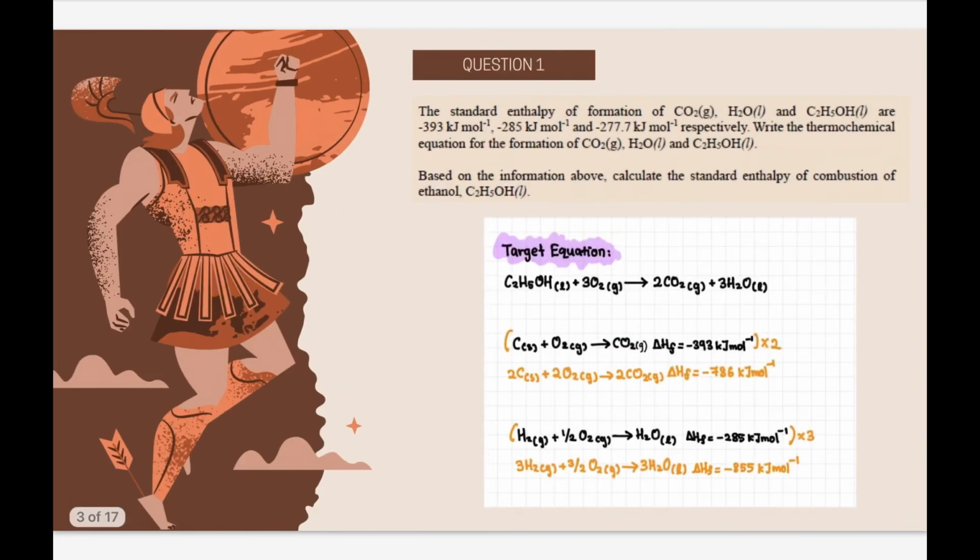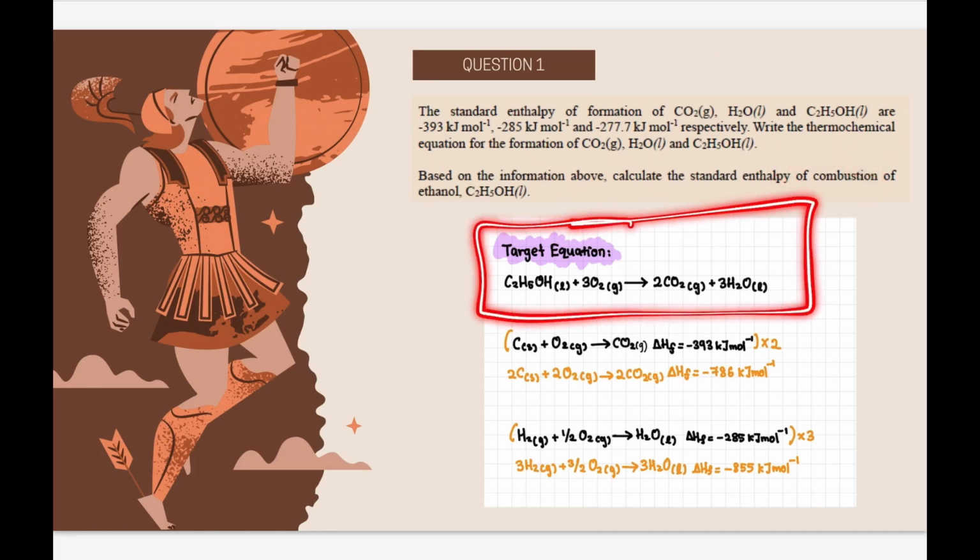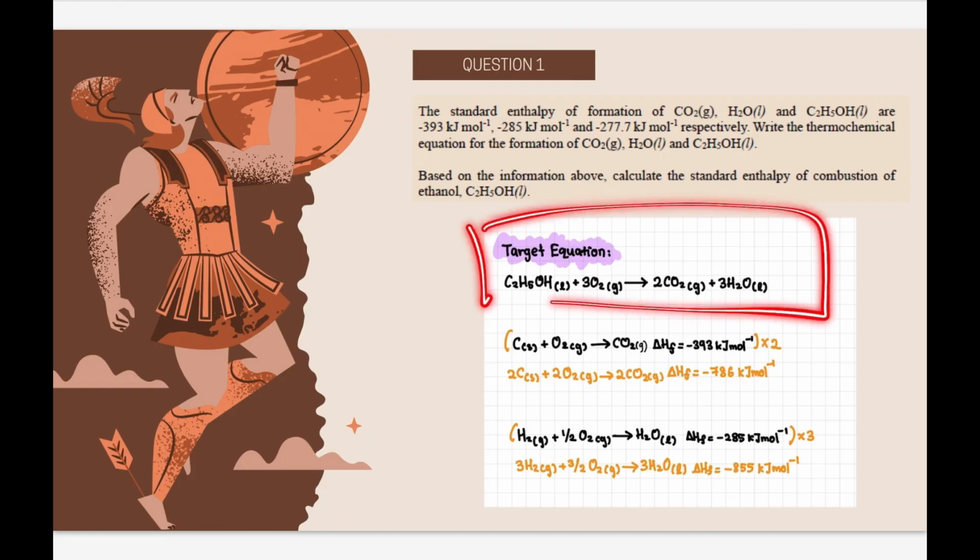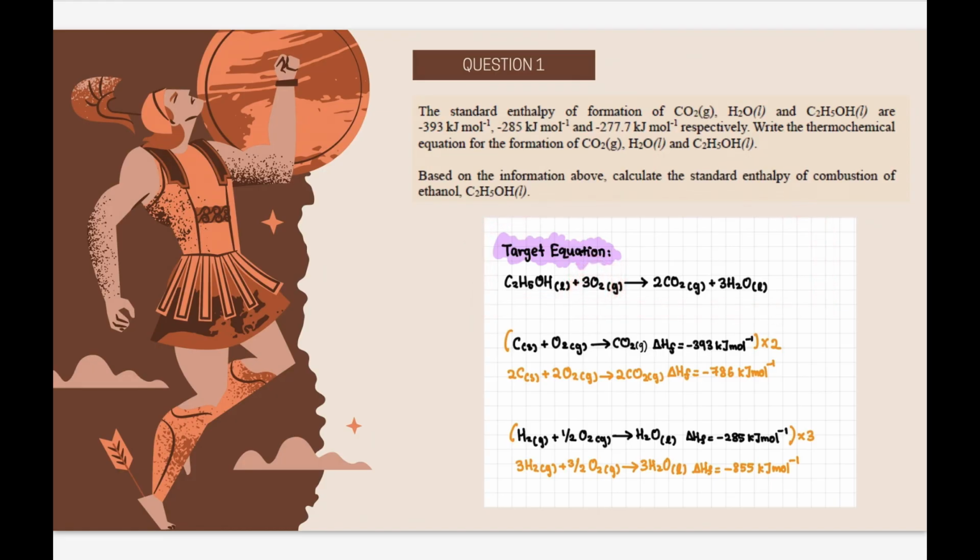Okay, and then dia suruh kira di sini, dia bagi data formation of CO2, H2O, C2H5OH. Okay, dia bagi masing-masing delta H dia. Dia suruh tulis thermochemical equation for CO2, H2O dan C2H5OH, and then based on the information dia suruh calculate the standard enthalpy of combustion. Jadi first step adalah kena buat target equation dulu. So lepas buat target equation, ini adalah combustion. Ingat, combustion must involve oxygen and produce CO2 and H2O.